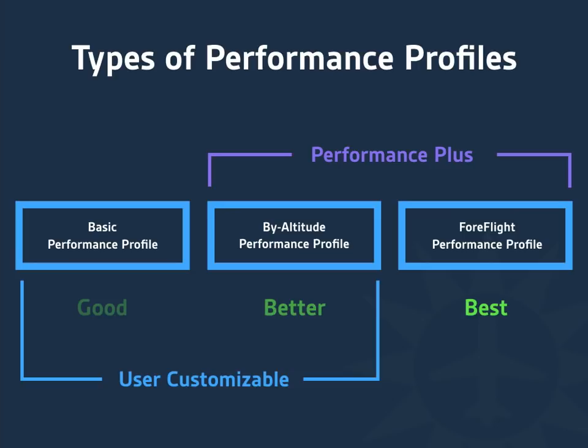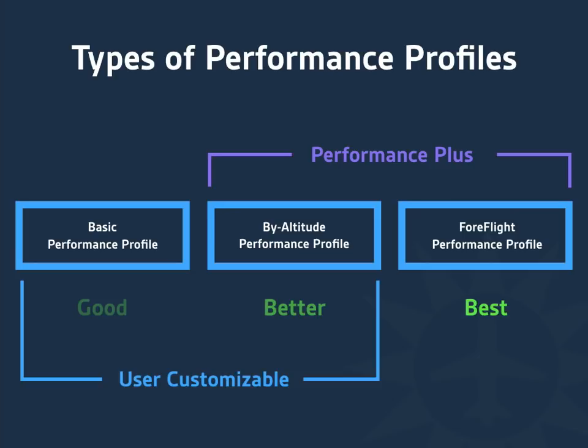There's another type that's available in the Performance Plus subscription, which is called the by altitude profile. This allows you to define your aircraft's performance at any altitude you want. So if your aircraft obviously is going to perform differently at 10,000 than it is at 3,000, you can enter those different performance numbers, and ForeFlight will use that. You can enter just a few altitudes, and ForeFlight will interpolate across those altitudes when it's calculating.